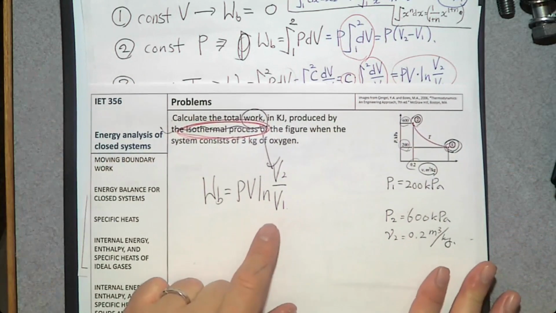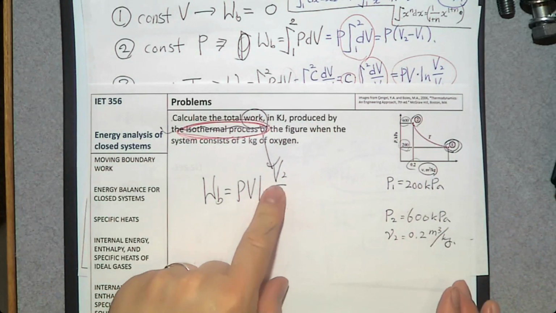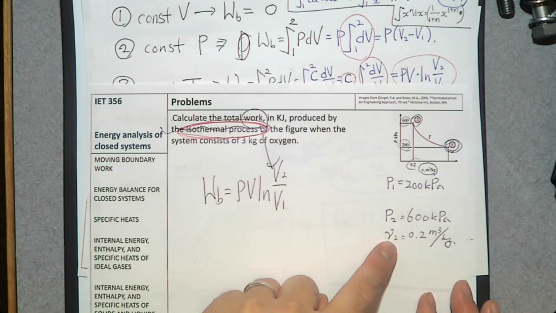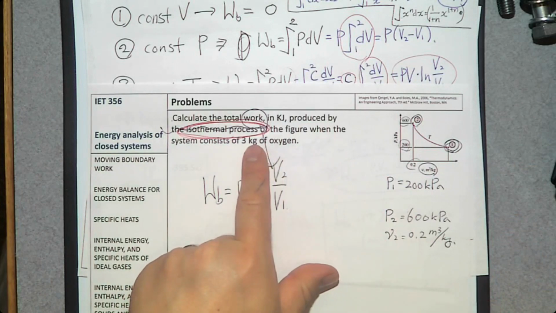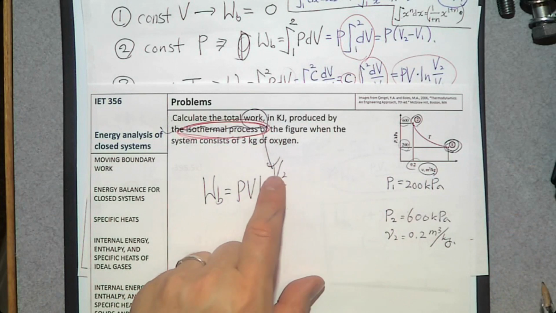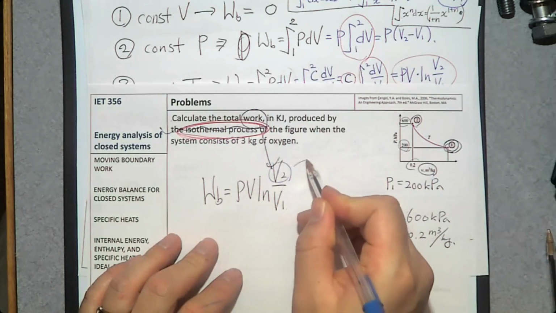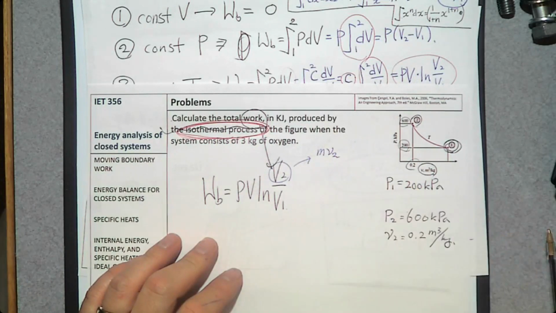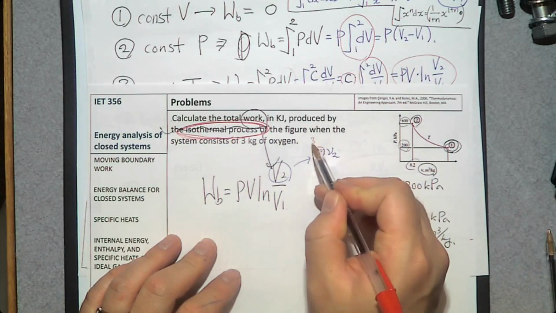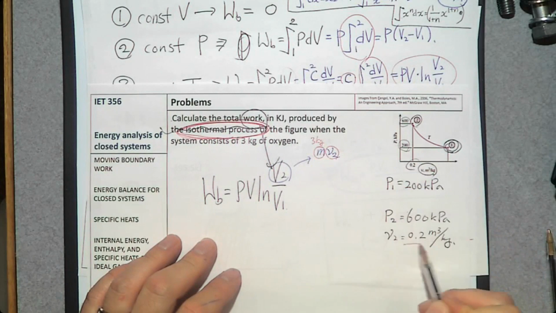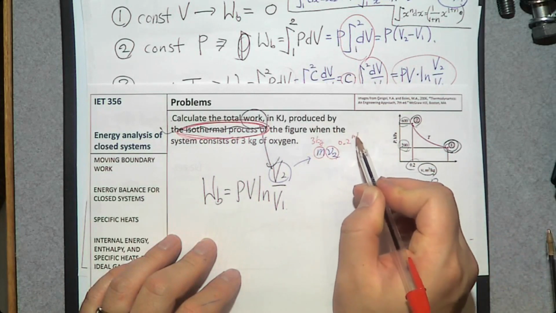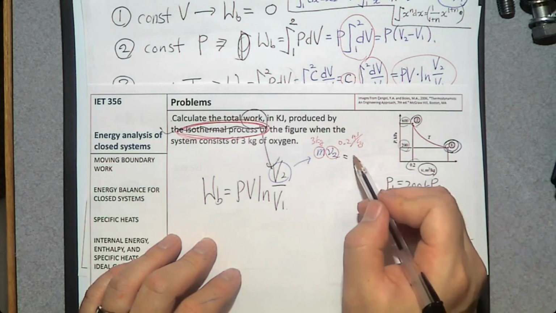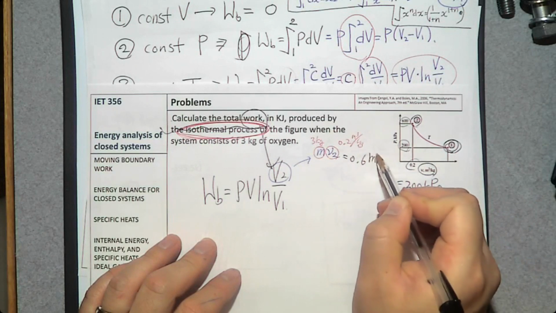Now, let's look at this one. Do we know V1 or V2? None of them, because these are actual volumes. This one is a specific volume, but we know the mass of the system, 3 kilograms, so you can determine actual volume V2. So this V2 can be determined by mass times specific volume at the final state. Then mass is going to be 3 kilograms, and the specific volume is 0.2 cubic meters per kilogram. Then the final volume is going to be 0.6 cubic meters.